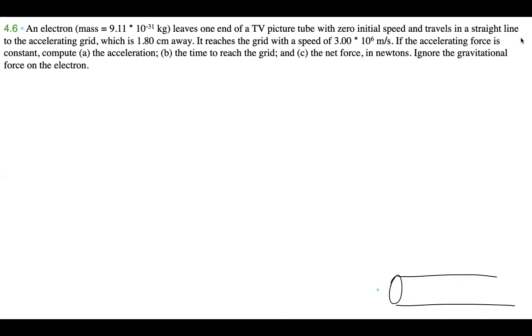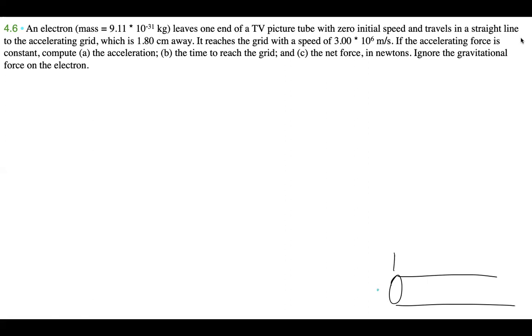So what we know is that it leaves one end of a TV picture tube. To be honest, I have no idea what a TV picture tube is, and I don't really care, but I'm assuming it's some kind of tube. It's not really important to the question, so I'll look it up later, but yeah.